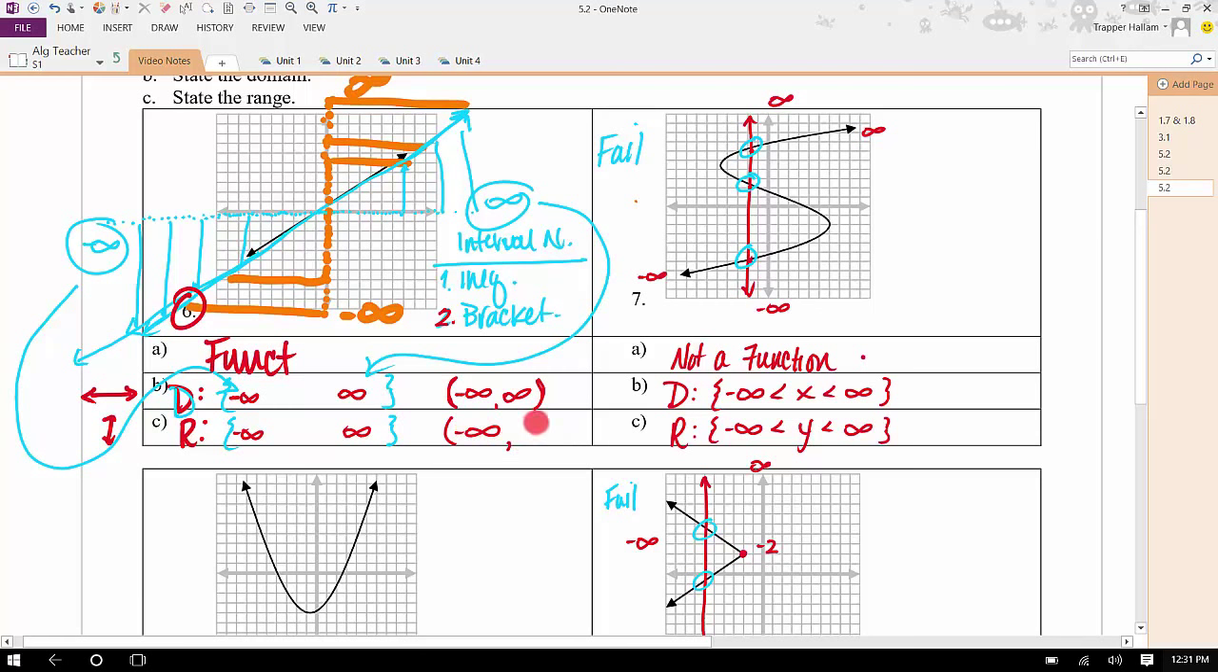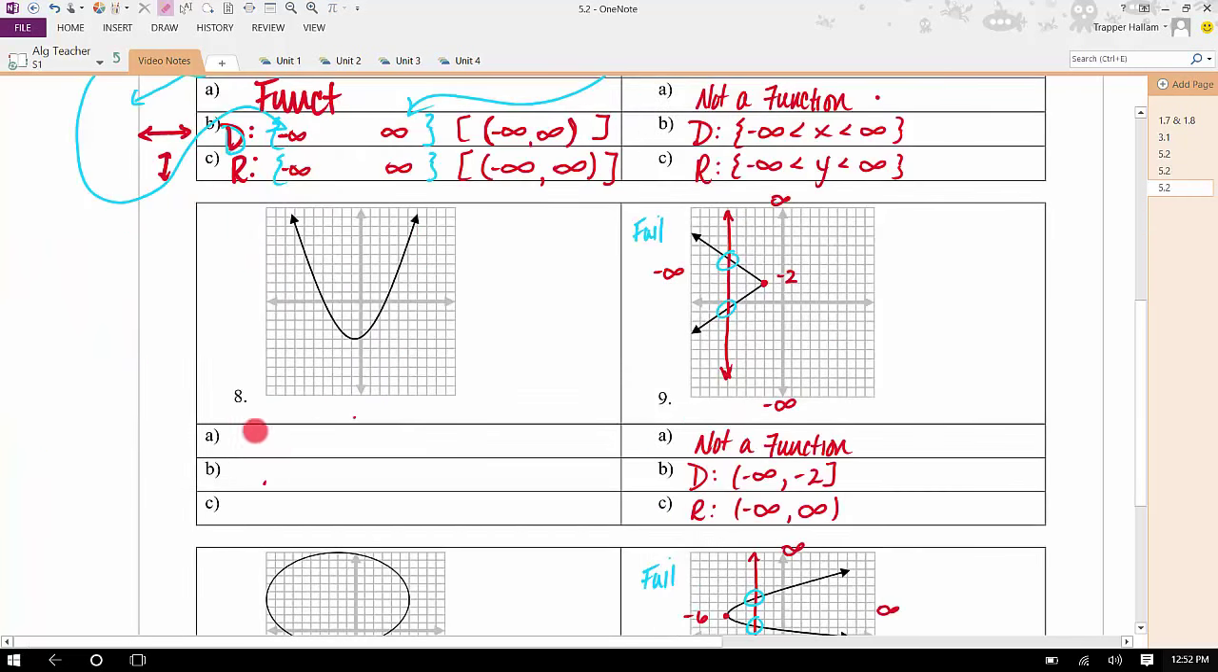How do we know if it's rounded, or how do we know if it's square bracketed, right? Because in the notes we'll talk about square brackets as well. Well, if it touches that spot, then it's a square bracket. If it never touches it, like infinity, infinity will always be rounded, then it's a rounded bracket. So let's do another one so that you can see.